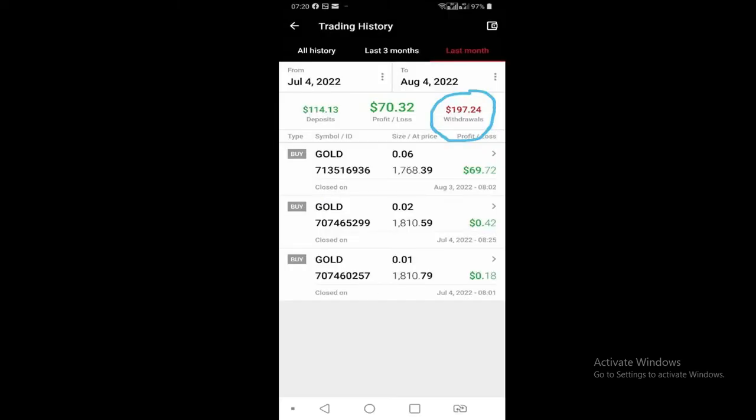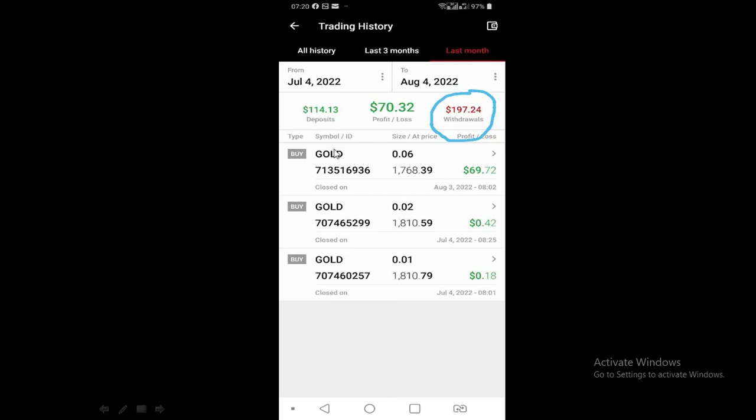Then these are some of our recent withdrawals shared by some of our members. This person was able to withdraw his profit from the same platform I'll be introducing to you tonight. So this person was able to withdraw his profit of 197 US dollar. This person started with I think $200. Started with 200 US dollar.